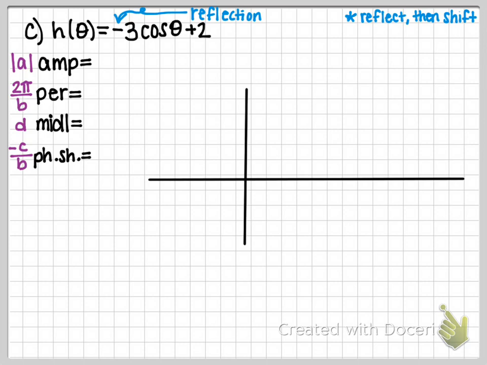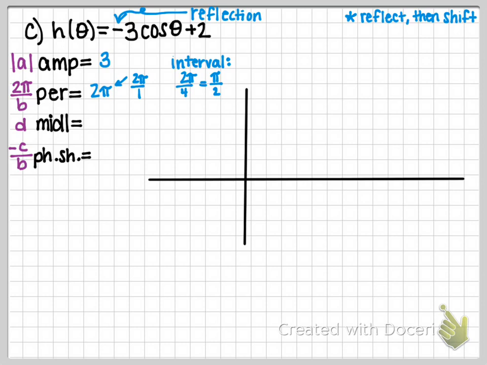So right now our amplitude, the absolute value of that -3, is going to be 3 for this function. The period, we're going to take 2 pi and divide it by our b value. So the period is just going to be plain old 2 pi. So 2 pi divided by 1 is 2 pi. And remember to find the interval, we take our period and divide it by 4. So just like in the last two, 2 pi divided by 4 gives me pi over 2 for the interval.